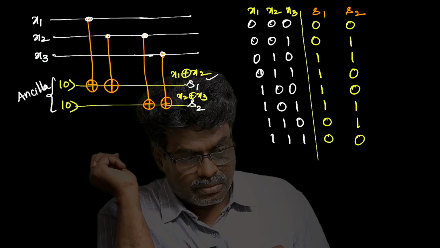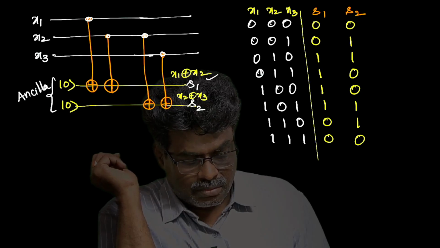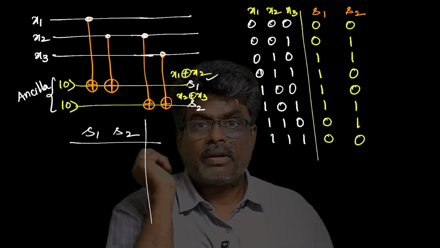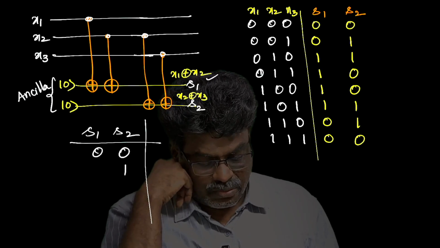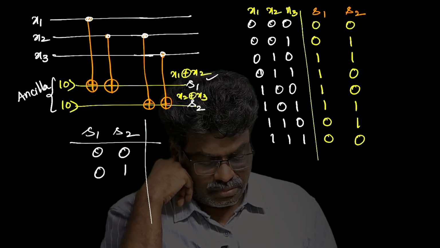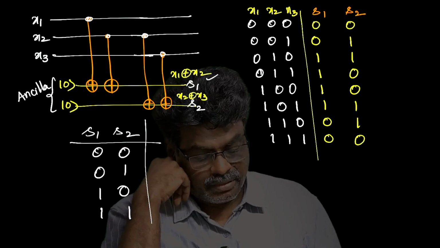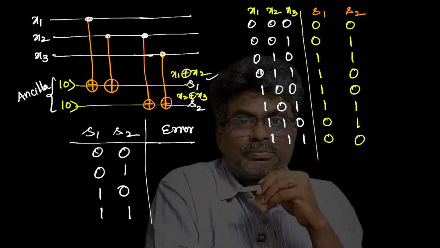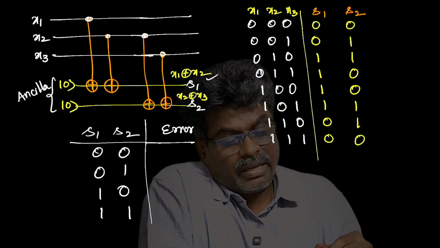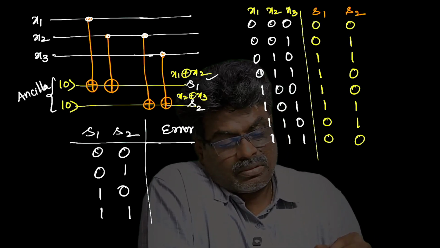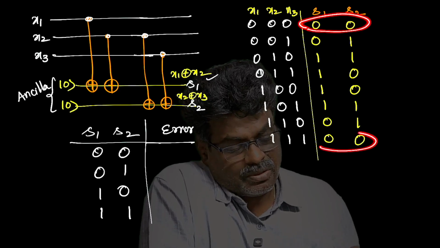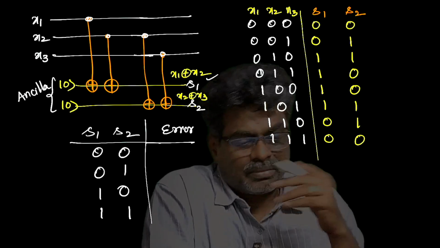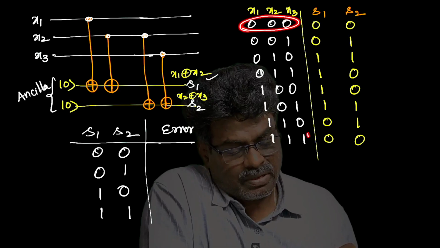S1, S2, we got like this, right? So let us take 0 0, 1 0, sorry, 0 1 and 1 1. So here what about the error? For example, if you see carefully, observe here S1 S2 0, this one 0 0, and here also 0 0. So there is no change in the bits, that means qubits. That means here we have a 0 0 and here 1 1.